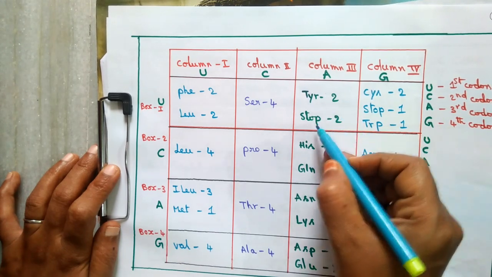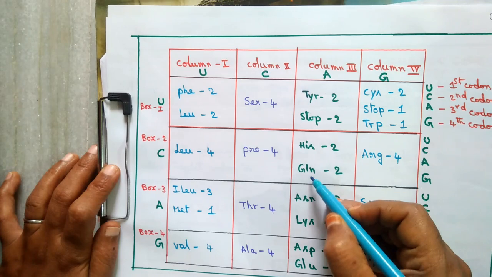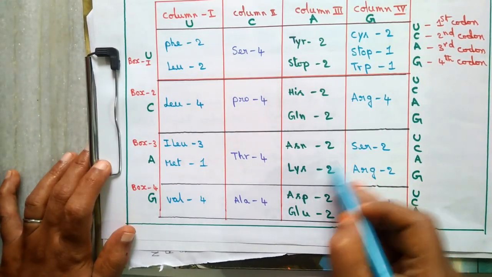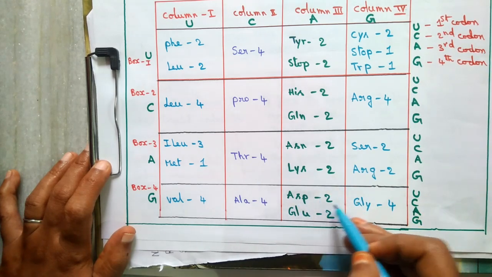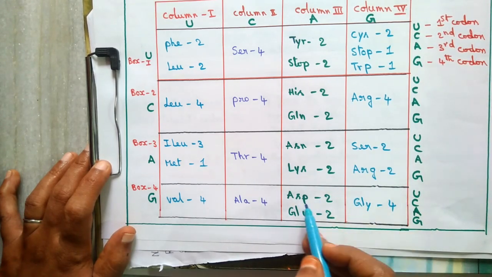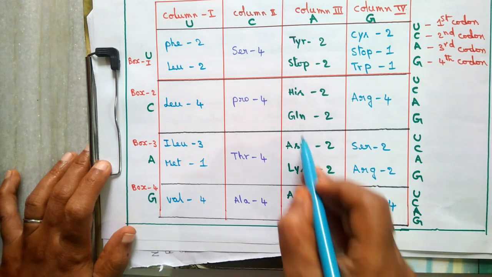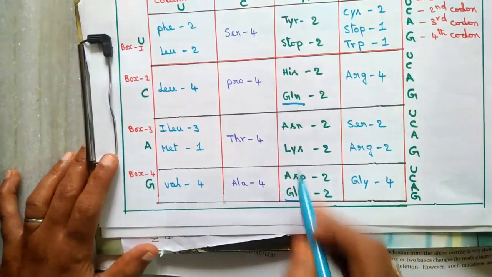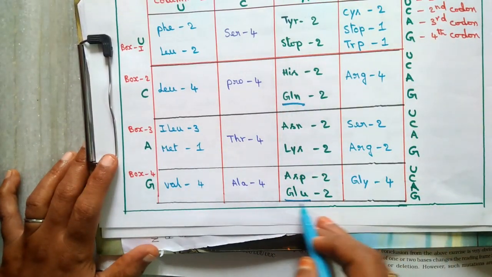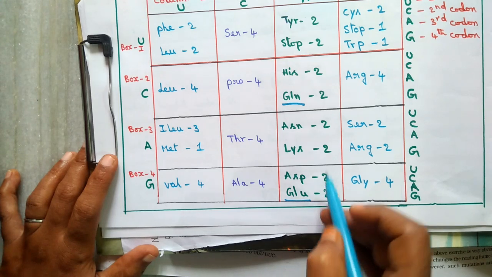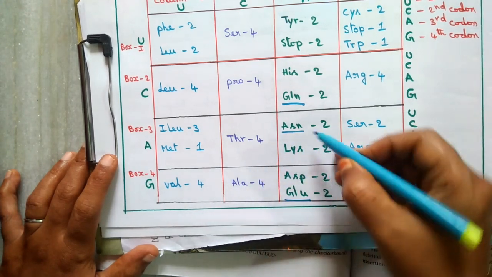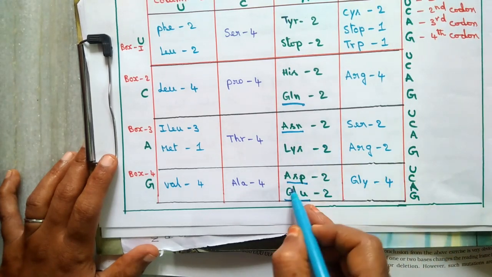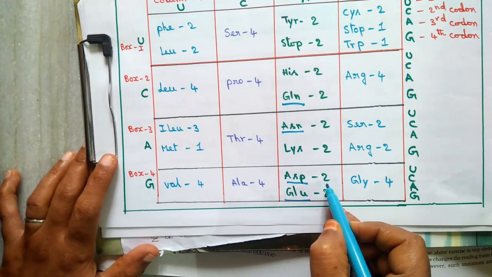So tyrosine 2, stop codons 2, histidine 2, glutamine 2, asparagine (ASN) 2, lysine 2, aspartic acid 2, glutamic acid 2. Here we should not get confused between glutamine and glutamic acid. Glutamine is GLN, and glutamic acid is GLU. And we should not get confused between asparagine and aspartic acid. Asparagine is ASN, aspartic acid is ASP.